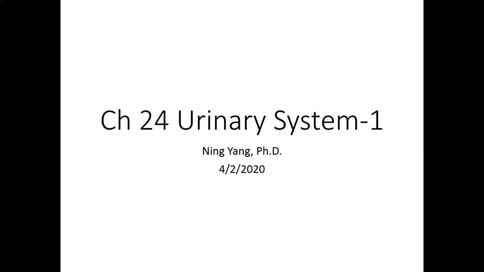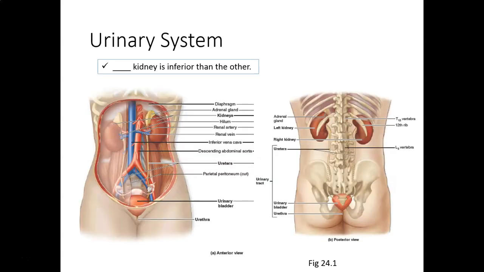But today we're mainly going to have an overview of the urinary system and talk about different components of the kidney, right? And how they work together and perform the main function of the kidney, which is to form urine. So let's have a look at what the urinary system is made of.